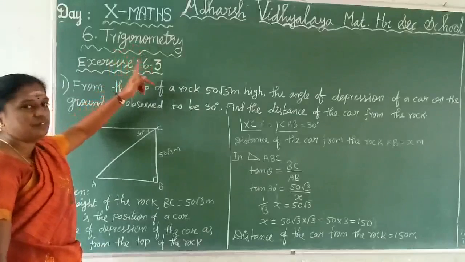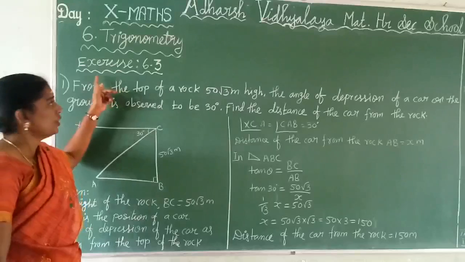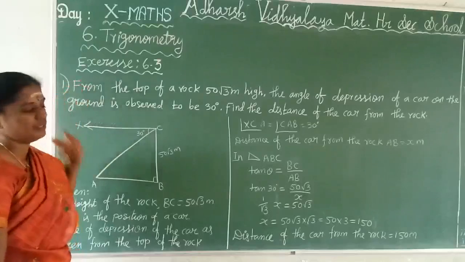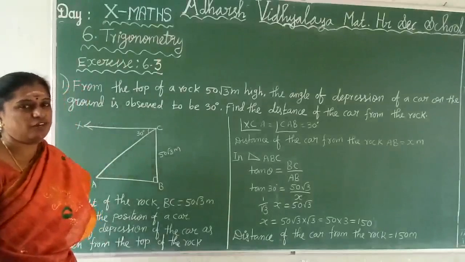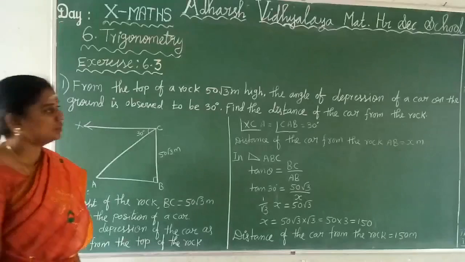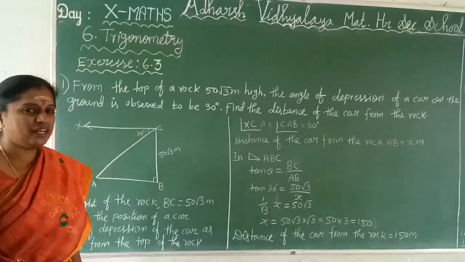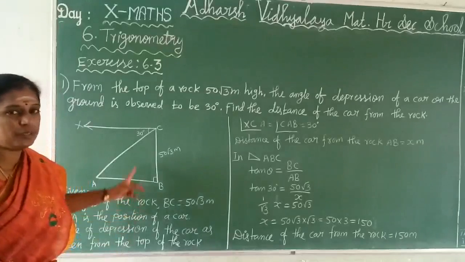In this chapter we already discussed two exercises. Today we are going to discuss exercise 6.3. In this exercise the topic is angle of depression. We already saw angle of depression and angle of elevation. In the last exercise we completed angle of elevation. Now we see angle of depression.